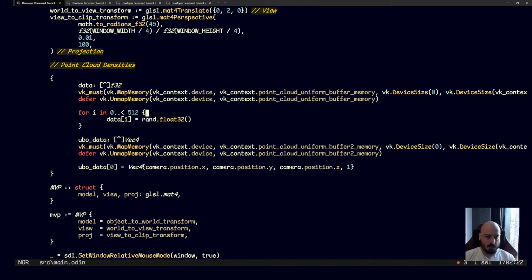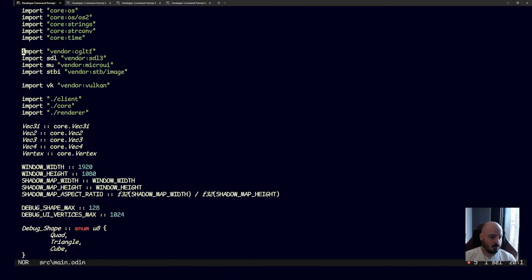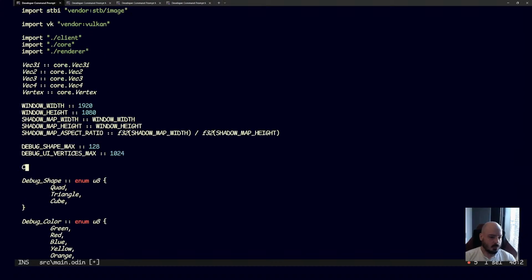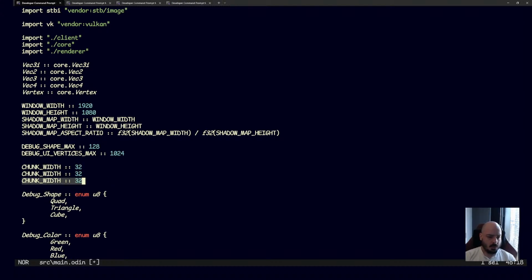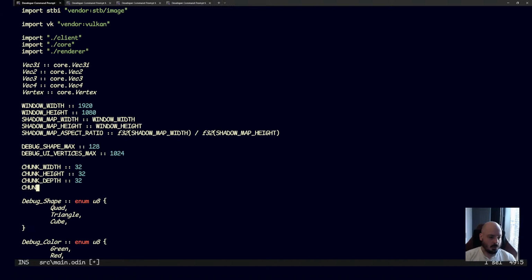And then we got to do something down here like chunk width times chunk. Actually, we can just make that into a chunk count, chunk total. So what did we say? 32 by 32 by 32. And chunk total is going to be these three multiplied together.